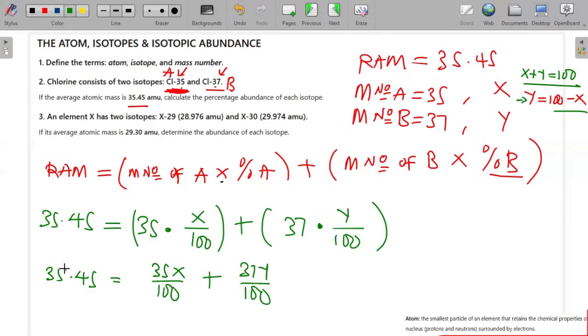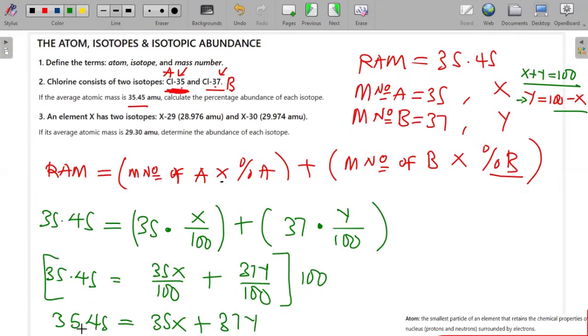Okay, and then I can multiply throughout by 100 so that this denominator 100 goes away. So if I multiply by 100, on my left side I have 35.45 multiplied by 100, which gives me 3,545. That is equal to, on the right, if I multiply by 100, it will just be 35x plus 37y. Okay, so this is the equation that I have. Then the other equation that I have was this one, where we're saying if I add x plus y, I'm going to get 100.